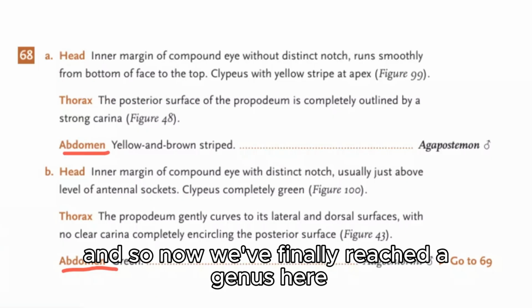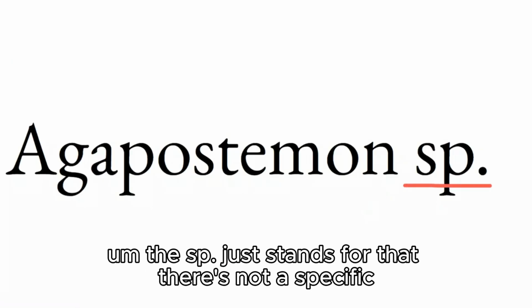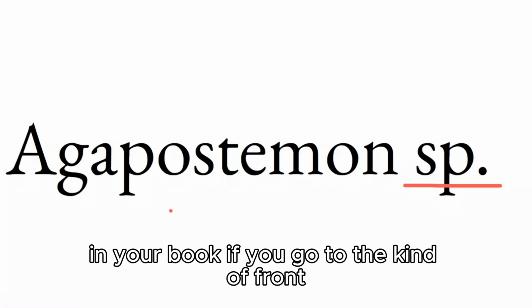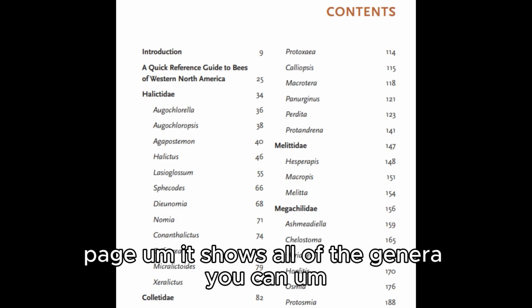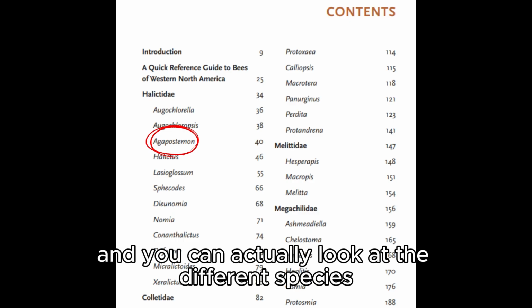And so now we've finally reached a genus here. And so that is going to be the genus Agapostemon. The SP just stands for that there's not a specific species that we identified it as. And so in your book, if you go to the front page, it shows all of the genera. You can go to that specific page for that genus, and you can actually look at the different species.